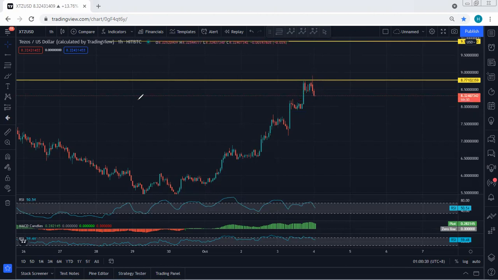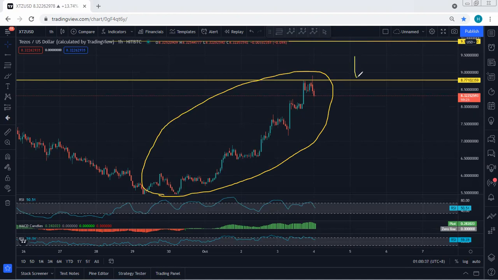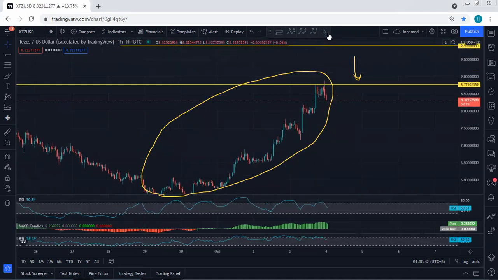Anyway, the best thing right now is to book whatever profit we get within this move, as I mentioned earlier. And right now we need to see the breakout of 8.8. Anyway, we just follow the chart. If I see any update, I will share.